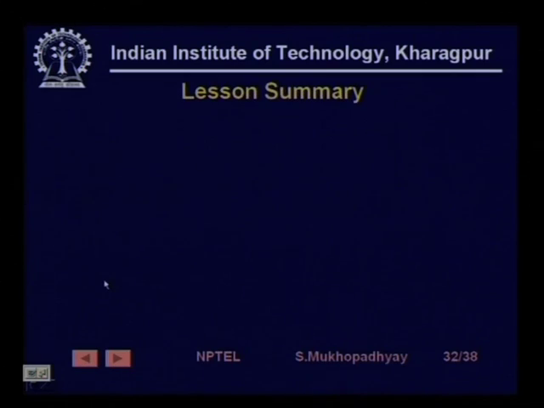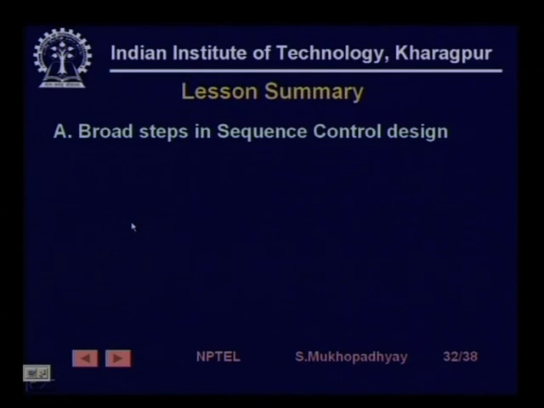So, we have come to the end of the lesson. In this lesson, what have we learned? We have learned the broad steps in sequence control design, and these are very important. First of all, identify the inputs and outputs, then very critically study the system behavior, look at the requirements for manual control, operator safety, faults, etc.